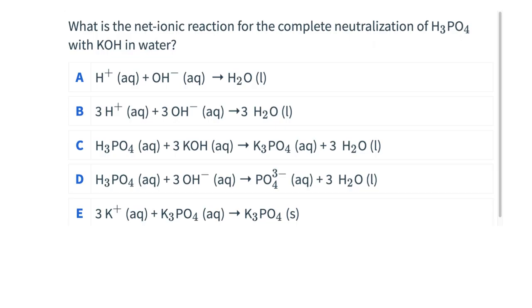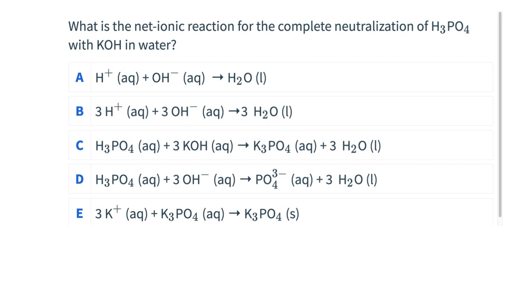Let's get into some chapter 4 topics. This question is asking for a net ionic reaction. Just think of a net ionic reaction as the net reaction. What's the actual change that takes place for this reaction? What we want to cancel out of a net ionic are ions, and the only time we ionize anything is if it's a strong electrolyte.